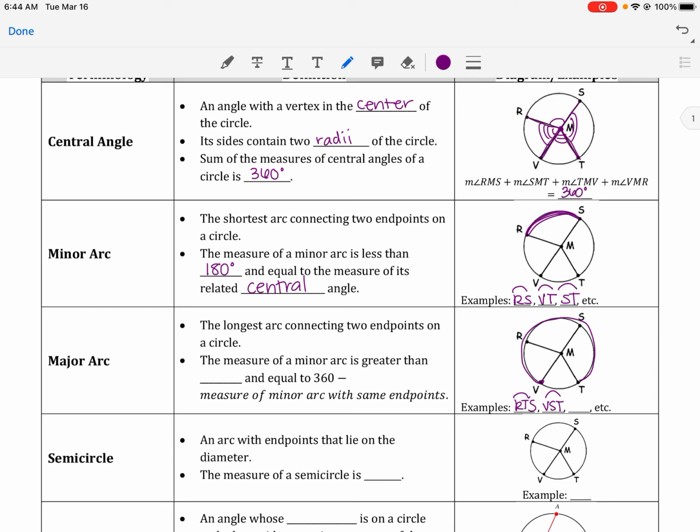Or you could do S to V to T, which is actually the same as that other one we just did. It's going the opposite way. The measure of a major arc is greater than 180 degrees, and the way you can find that is if you know the minor arc. So if we knew VT was 60, then 360 minus 60 would give us that other one.